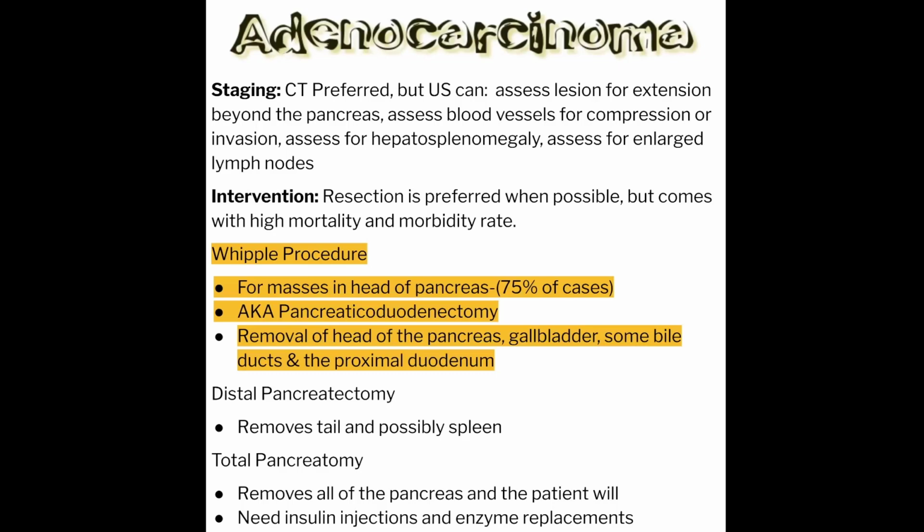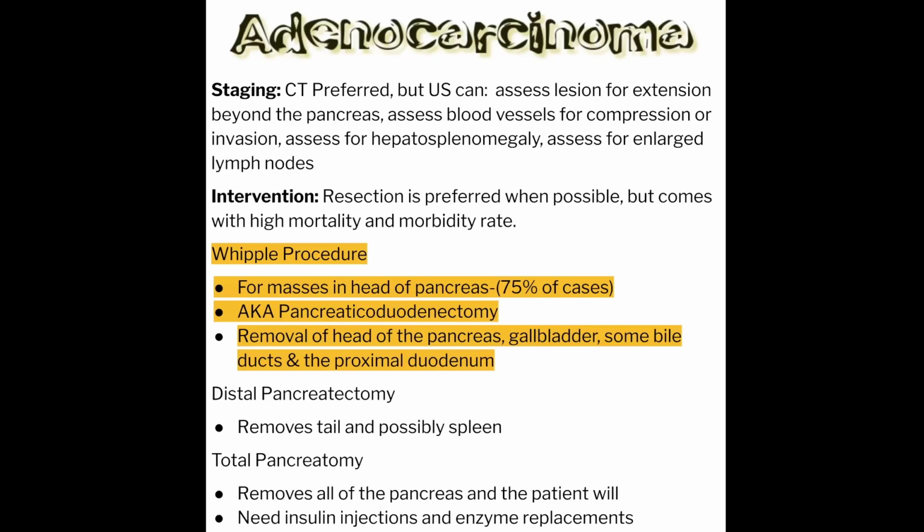Once a patient is diagnosed with adenocarcinoma, there are a few options available to treat it. Resection, or removal of the tumor, is preferred when it's possible, but resection is very tricky as the tumors are typically surrounded by some very major blood vessels that run through the middle of our abdomen. One of the more common procedures that will be attempted is something called the Whipple procedure. The Whipple procedure is for masses within the pancreatic head, which accounts for 75% of the cases.